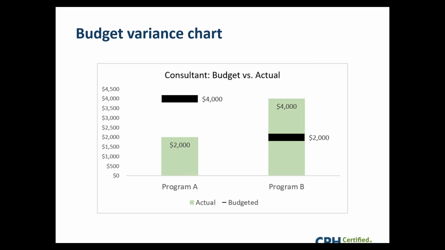Now, program B also has a variance of $2,000. So you want to chart that. You see how it's over the budgeted $2,000. It actually came in, the consultant, she was $4,000. So for program B, the variance is $2,000 over. So be aware of what a budget variance means.